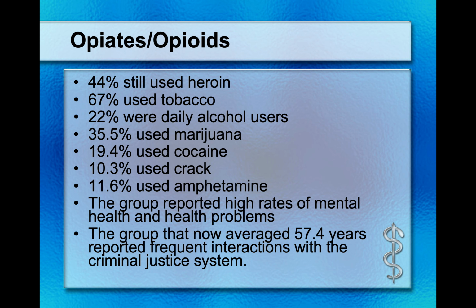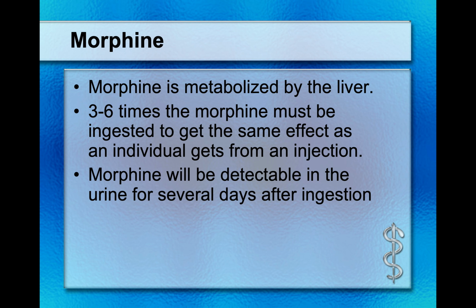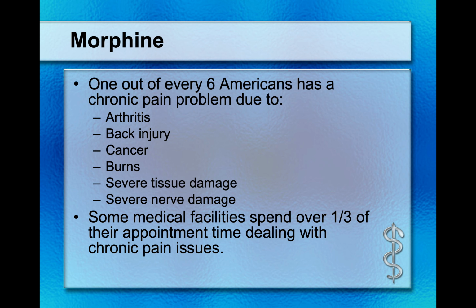There's a surprise for you. Morphine is metabolized. Now we're going to talk about all the different opiates, opioids. Morphine is metabolized by the liver 3 to 6 times. The morphine must be ingested to get the same effect as an individual gets from an injection. 3 to 6 times the morphine must be ingested. Morphine will be detectable in the urine for several days after ingestion.